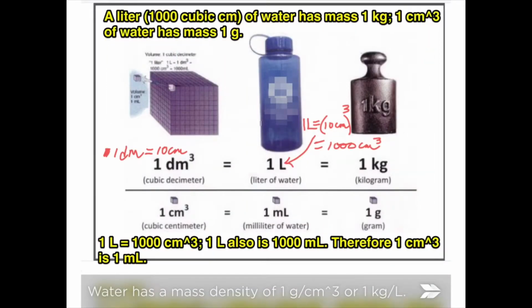Let's discuss the relationship between mass and water. 1 liter is a cubic decimeter. A decimeter is 10 centimeters. This says that a liter is 10 centimeters cubed, or 1,000 cubic centimeters. Definition: a liter, or 1,000 cubic centimeters, of water has mass 1 kilogram. It also says 1 cubic centimeter of water has a mass of 1 gram. Also note that a liter is 1,000 cubic centimeters, and a liter is also 1,000 milliliters. This tells us that 1 cubic centimeter is the same thing as 1 milliliter.